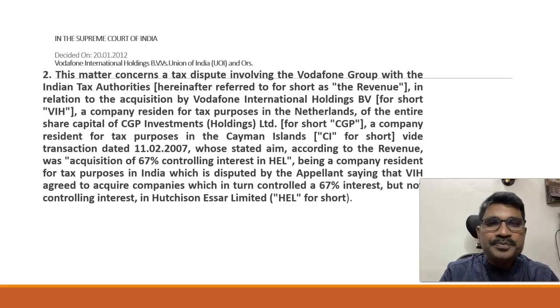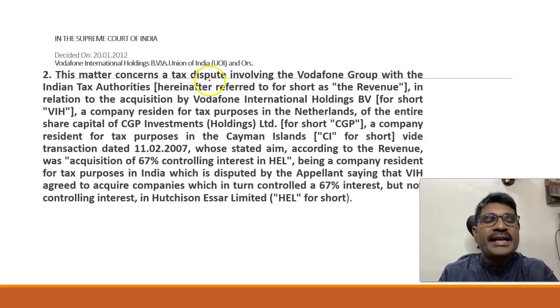Now let me go to another very, very landmark case, a case which has created a lot of jurisprudential aspects, and a lot of discussion has happened on the transfer of shares. The name of the case is Vodafone International Holdings versus Union of India, 2012 Supreme Court judgment. This case is basically known for tax matters. There is no doubt, this case basically comes under tax law. But the tax dispute arises out of transfer of shares, acquisition of shares. Let us see the brief facts of the case in a small paragraph.